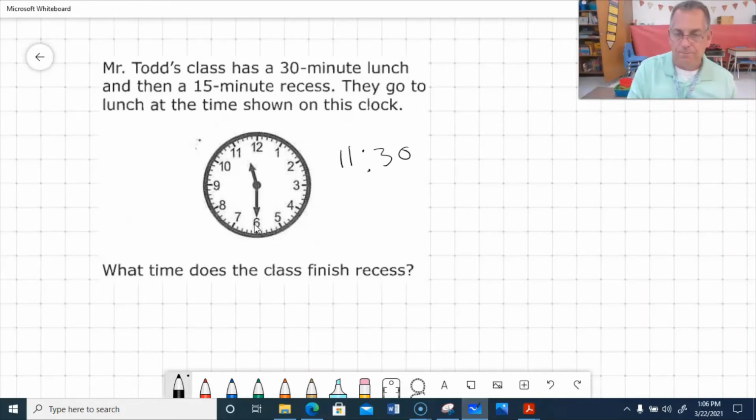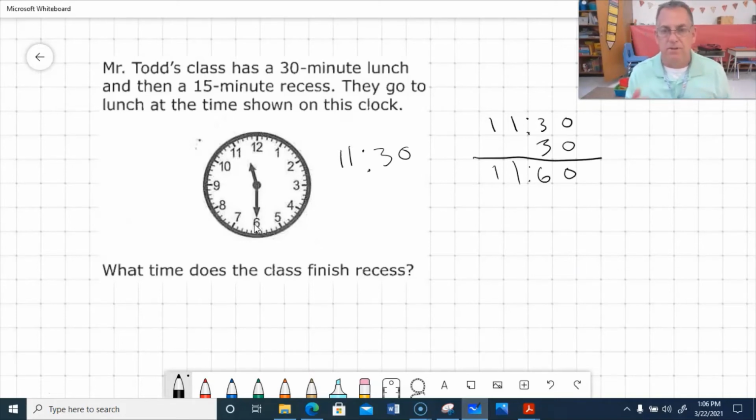So I could go ahead and do a math problem right here. I could do 11:30, plus the 30 minutes and plus the 15 minutes. And it'd probably be just as easy to just go ahead and do two problems right there. So that would be plus 30. And that's 0. 3 plus 3 is 6. And then I bring the 11 down. But there's no such time as 11:60. That would be 12 o'clock. So I'll change that to 12 o'clock.